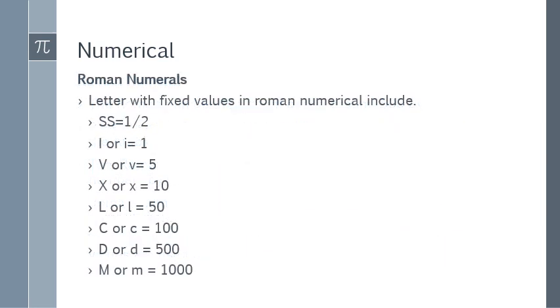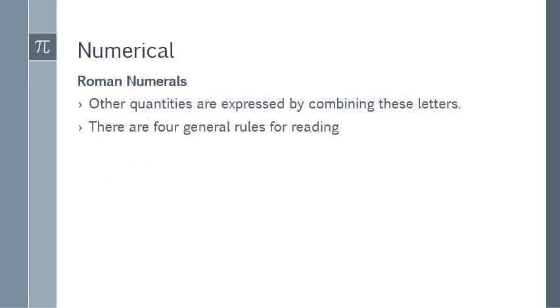The letters with fixed values in the Roman numeral system include SS, that represents half, capital I that represents 1, capital V for 5, capital X for 10, capital L for 50, capital C for 100, capital D for 500, and capital M for 1000. In Roman numerals, the other quantities can be expressed by combining these letters.